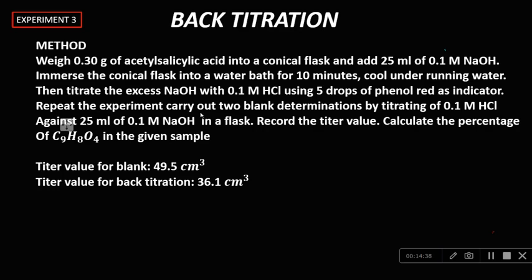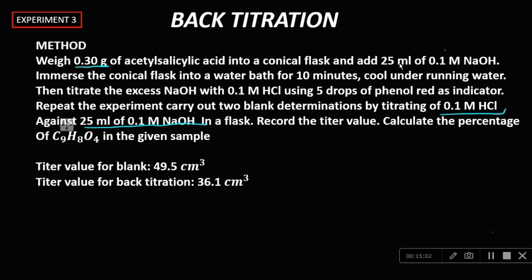Then repeat the experiment. Carry out 2 blind determination by titrating 0.1 molar HCl against 25 ml of 0.1 molar sodium hydroxide. So this one now is the blank. Now you see that in the blank, you don't have the aspirin. You only have HCl and what? Sodium hydroxide.